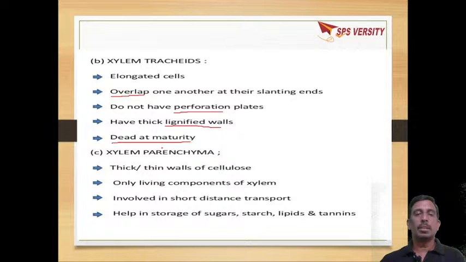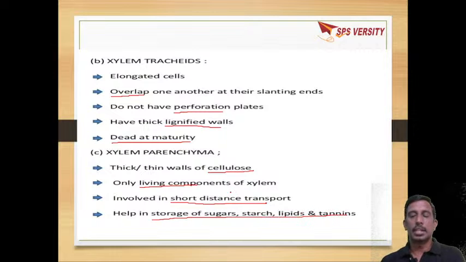और next element के बारे में है तो xylem parenchyma. इसमें thin walls रहता, उसमें cellulose रहता. And it is the only living component of xylem. Xylem parenchyma is just involved in short distance transport. Long distance transport means only tracheids and vessels. Short distance transport by xylem parenchyma. Its function is storage of food material, sugar, starch, lipids, tannins.